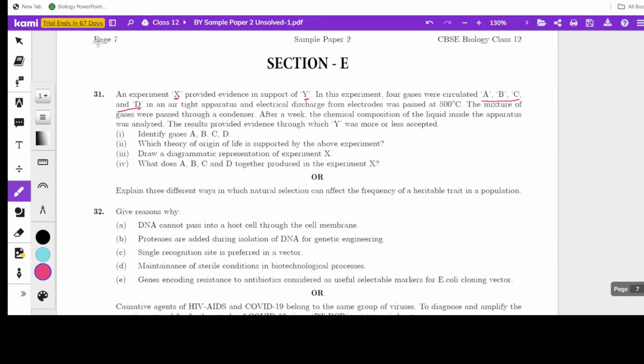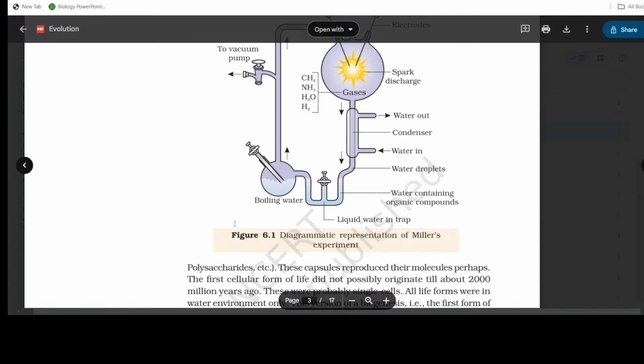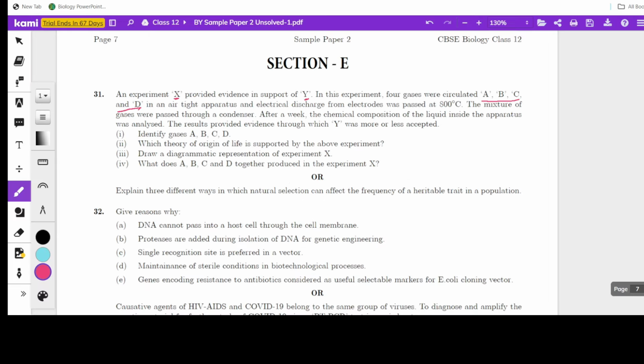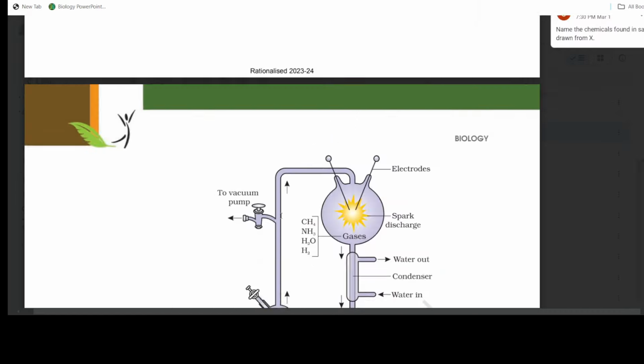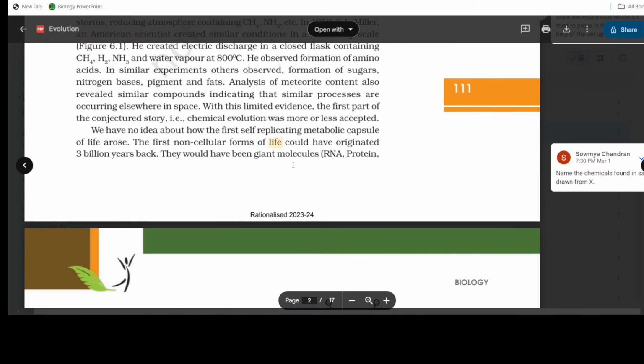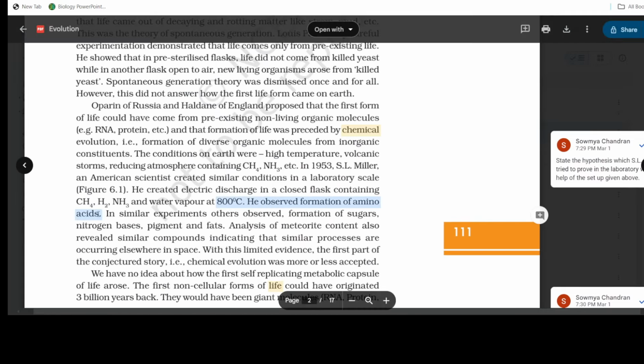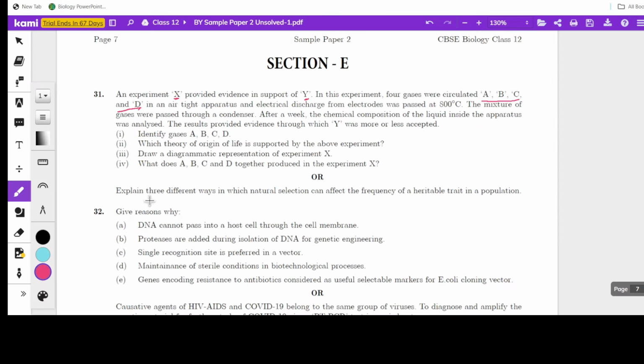Then draw a diagrammatic representation of the experiment X. So you are expected to draw this diagram, Miller's experiment. What do A, B, C and D together produce in the experiment X? So what is the product? That's what they are asking. He observed formation of amino acids. So the product here is amino acids. You got it?